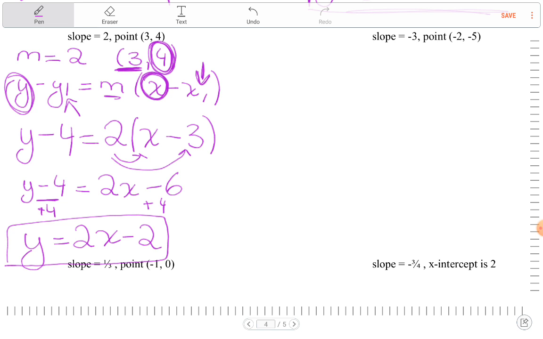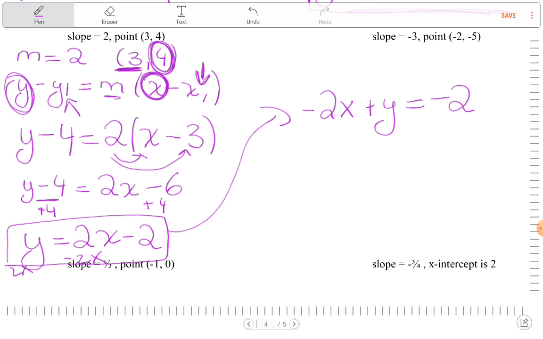And if you remember from the beginning, we talked about standard form means that your x and your y need to be on the same side of the equal sign. So all I now need to do is subtract the x over. So I'm going to subtract 2x on both sides. And then I'm going to have negative 2x plus y equals negative 2.